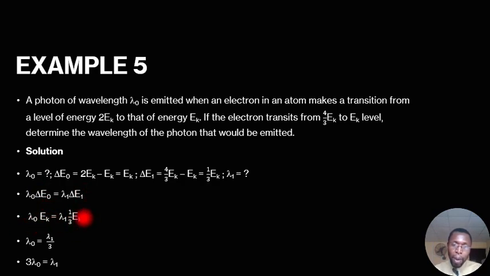And when you divide both sides by ek in this second stage, we have lambda naught to be lambda 1 over 3, right? And when we cross multiply these, our result will be 3 lambda naught equals lambda 1. So the wavelength of E1 will be 3 times the initial wavelength.